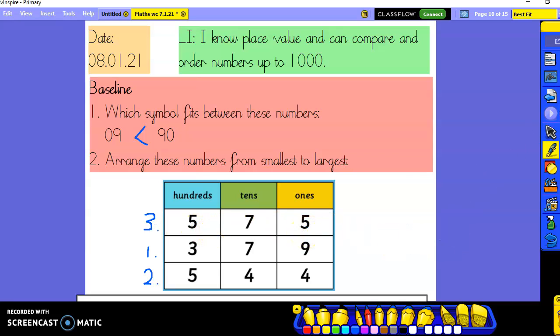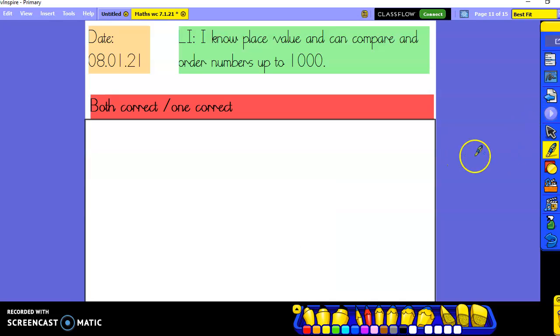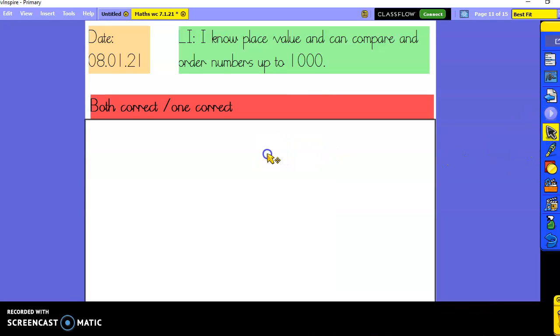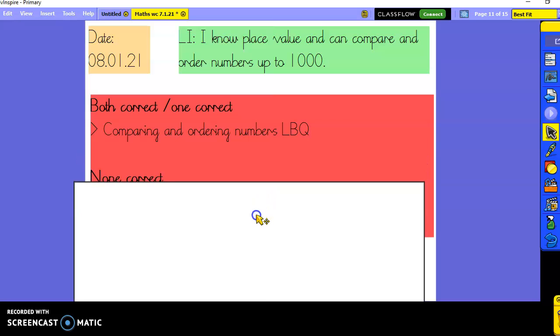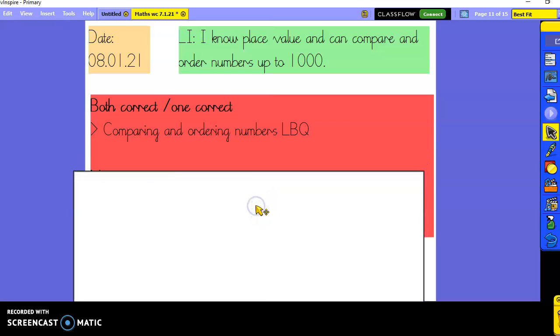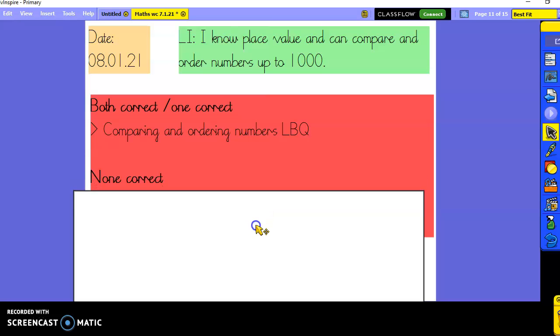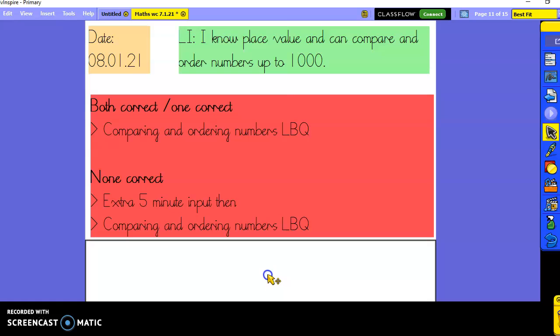Very good. Right, so, as usual, once we've got our answers, if you have got both correct, or at least one of those answers correct, you can go straight onto your LBQ task. And if you didn't get any correct, then we can do a little bit more with that. You can speak to me, send me a message, and I can help you with that as best as we can before we start LBQ.